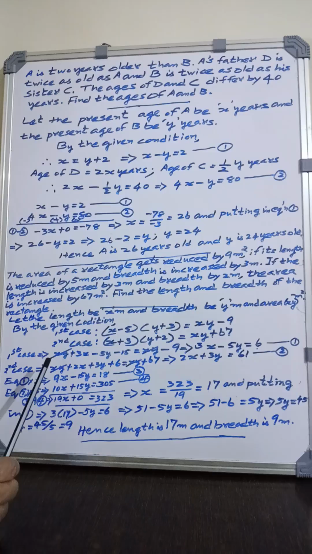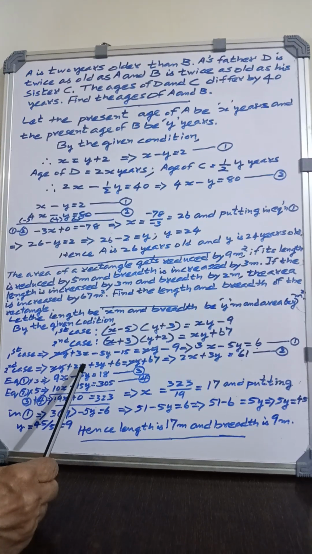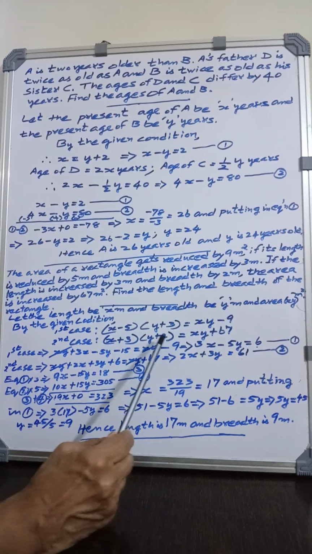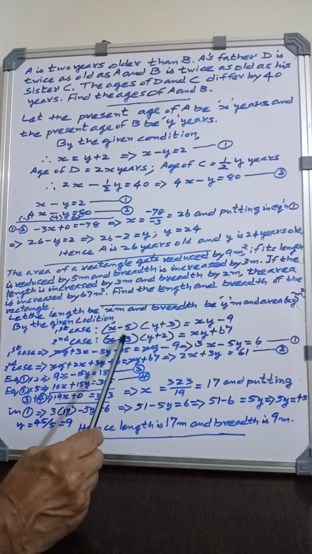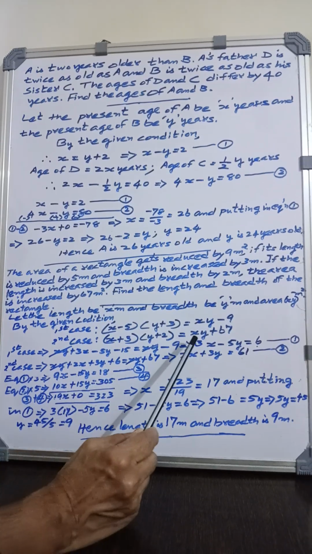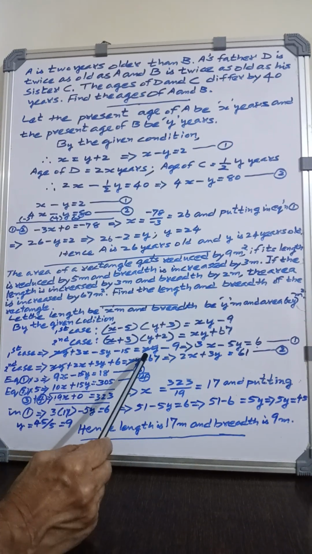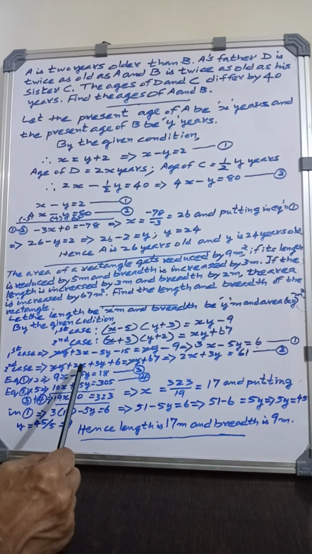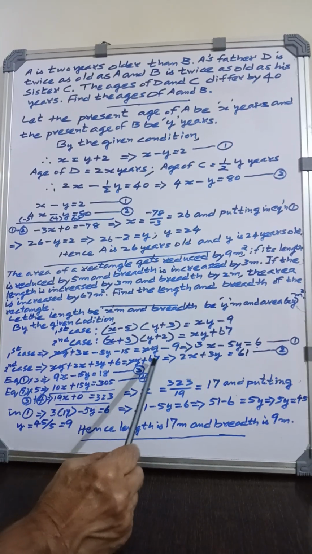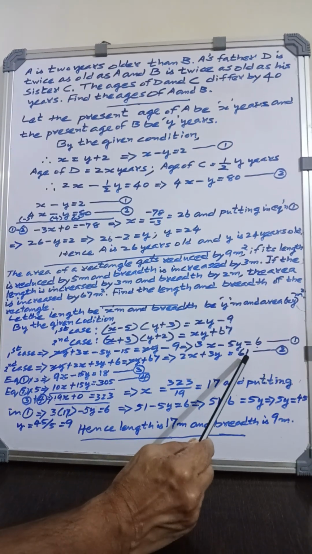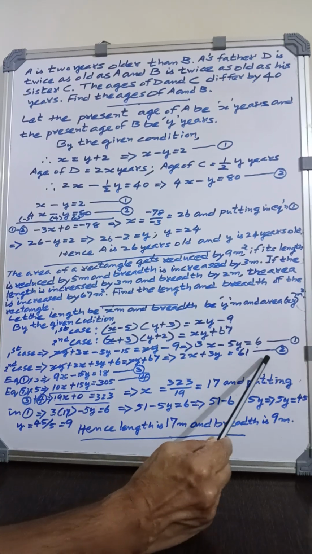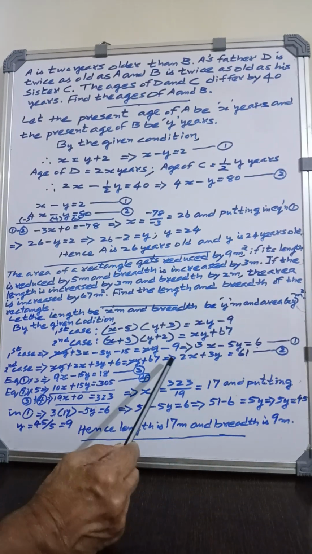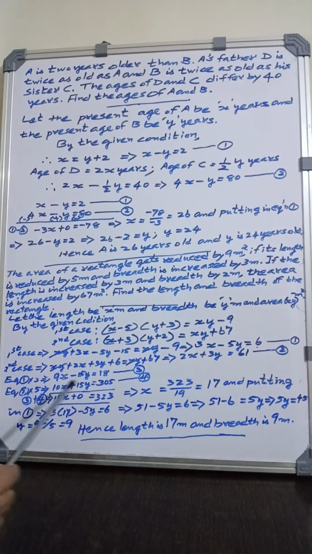In the second case, x plus 3 into y plus 2 gives xy plus 2x plus 3y plus 6 equals xy plus 67. xy and xy cancelled. 2x plus 3y plus 6 equals 67. 2x plus 3y equals 67 minus 6, 61. That is considered to be the second equation. 3x minus 5y equals 6, first equation. 2x plus 3y equals 61, second equation.